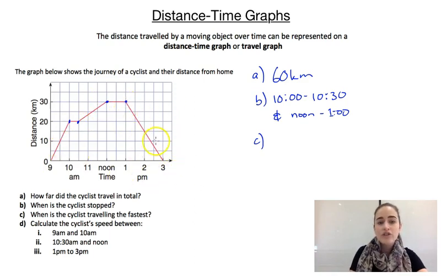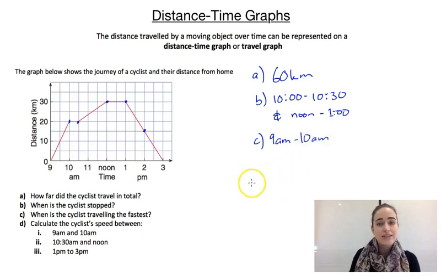We can see that over 2 hours, he's traveled that full 30 kilometers. So if he's going 30 kilometers over 2 hours, that's the same thing as saying that in 1 hour, he would have gone 15 kilometers. You can see that if you compare from this point here to this one here, that's a 1 hour time period, and he's gone from 30 down to 15. So that means that between 9 a.m. to 10 a.m., that's when he's traveling the fastest.